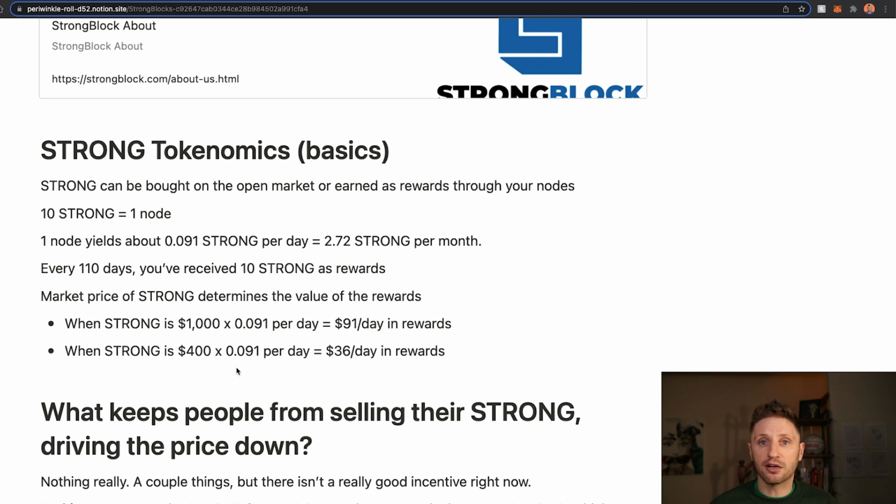And when Strong is at $400 and you're earning the same amount of nodes per day, that means you're getting about $36 in rewards per day. So you can see this rewards per day stays the same. That's pretty constant. And so if you're getting 2.72 Strong per month, that's about 27% return on your investment from a pure number of Strong standpoint. However, the value of your investment is still going to be set by the value of Strong on the open market. So far, so good, right?